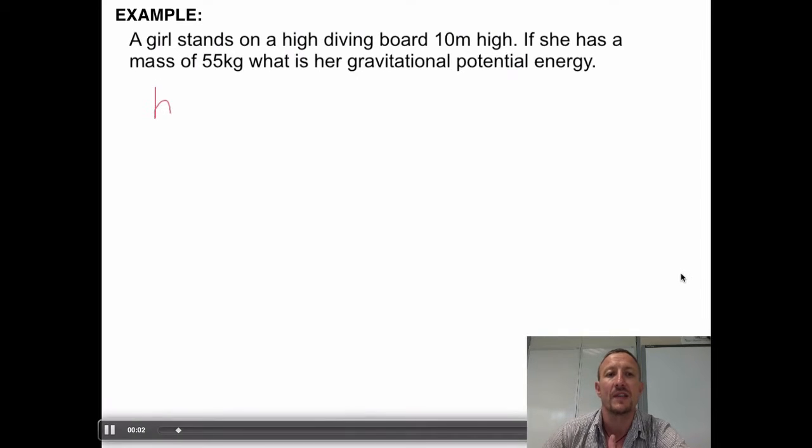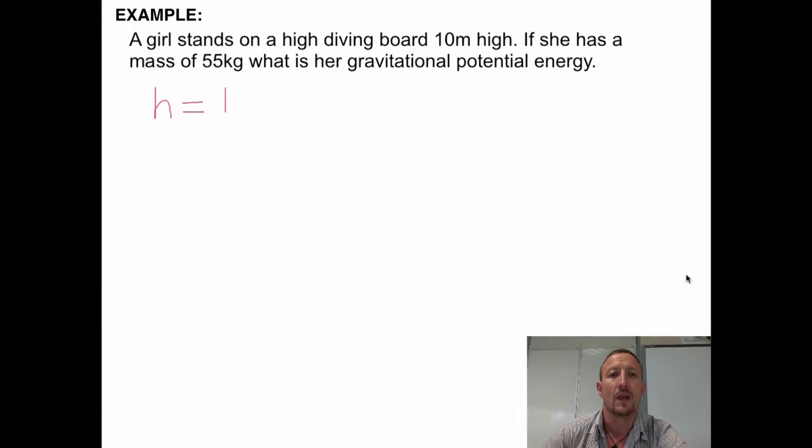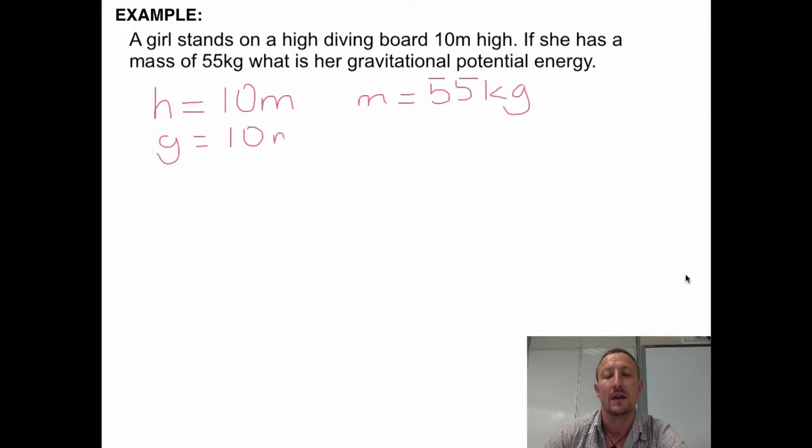Okay, well the first thing we need to do is write down what we know. So we know her height. This is how high the diving board was. It's 10 meters high. We know her mass, which is 55 kilograms, and we know the gravitational acceleration is going to be 10 meters per second. So the height's in meters, so we don't have to convert. The mass is in kilograms, so we don't have to convert that. And the gravitational acceleration is the same.